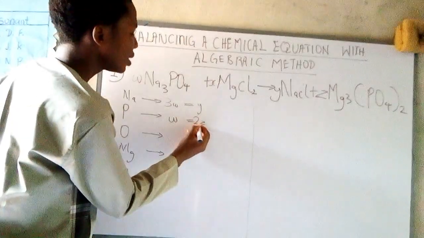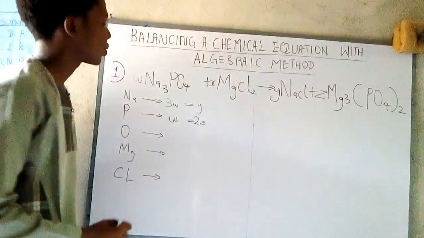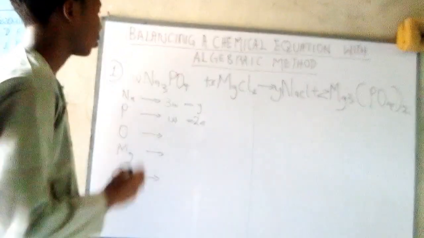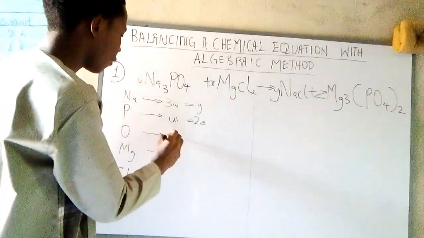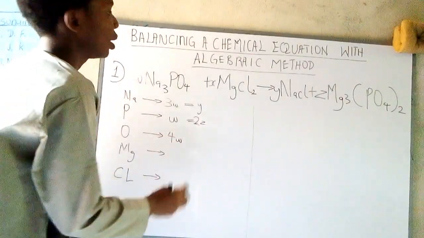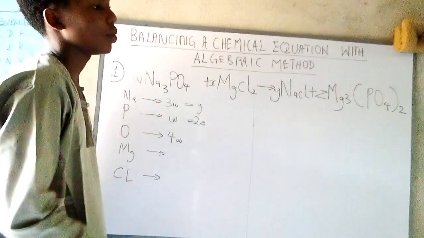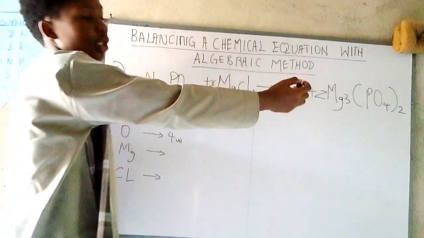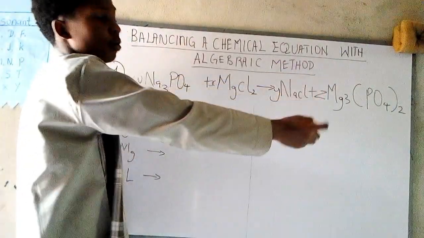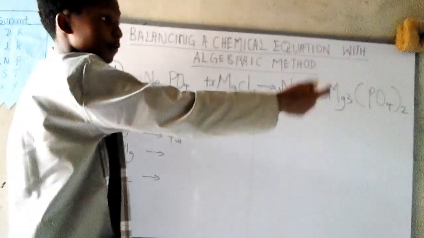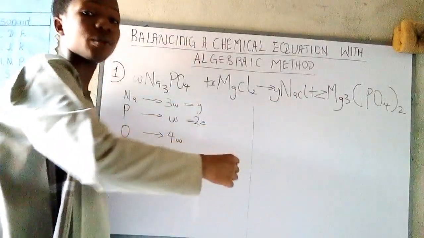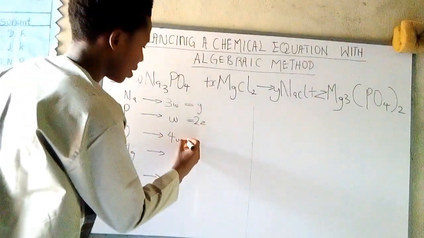Okay, if we have 2Z here, oxygen is what? We have oxygen to be 4. So what would we say? We have 4W. How many oxygen do we have that side? We have 8 oxygen. Oxygen is actually 4, and due to the influence of 2, it has to be 2 times 4, which is 8.